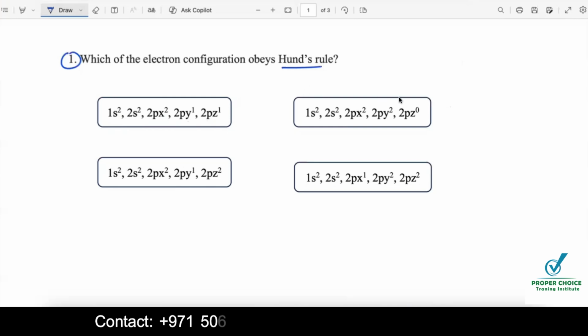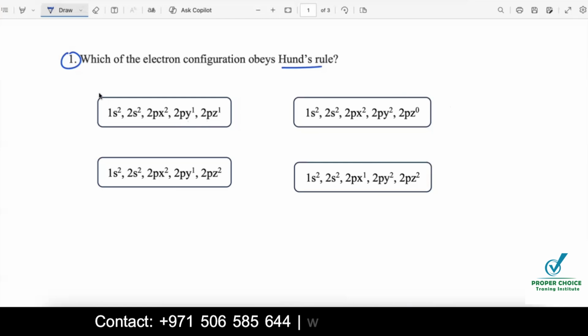Now, while writing the electron configuration, first you have to fill the lower energy shell and then it goes into the higher one. And also, while filling the energy shells, electrons should first be filled in singly. Once every orbital of s, p, d and f has one electron, only then is pairing possible. So according to Hund's rule, which option is the correct one?